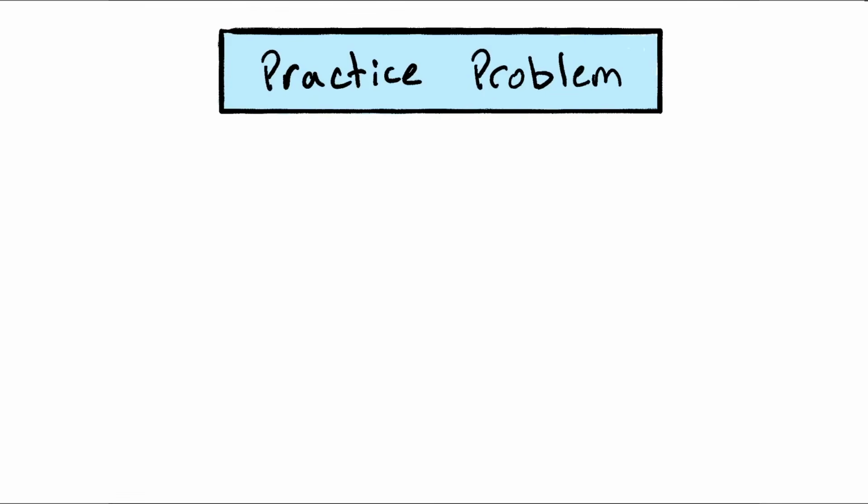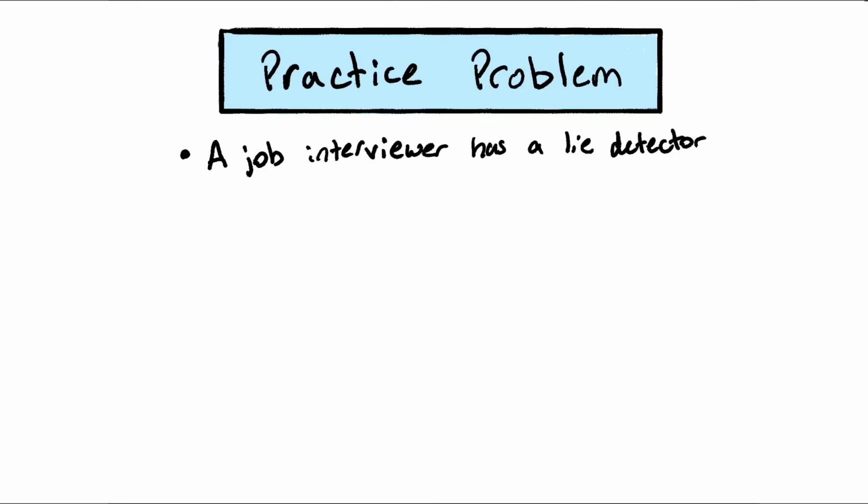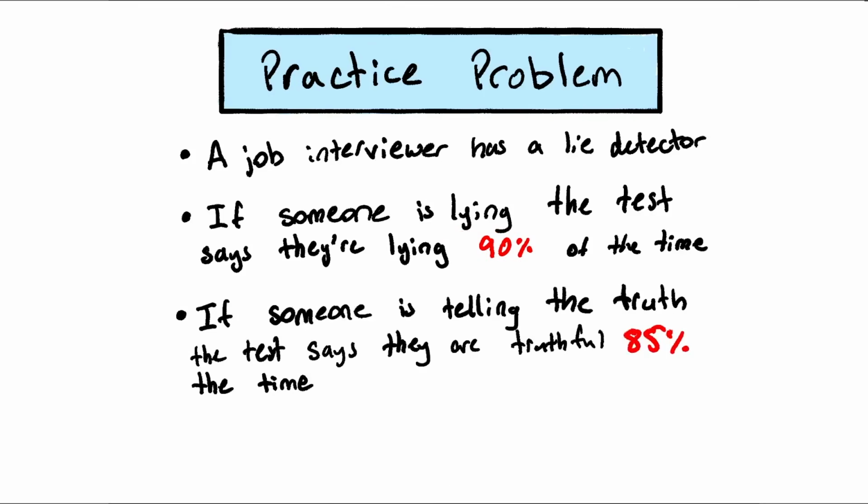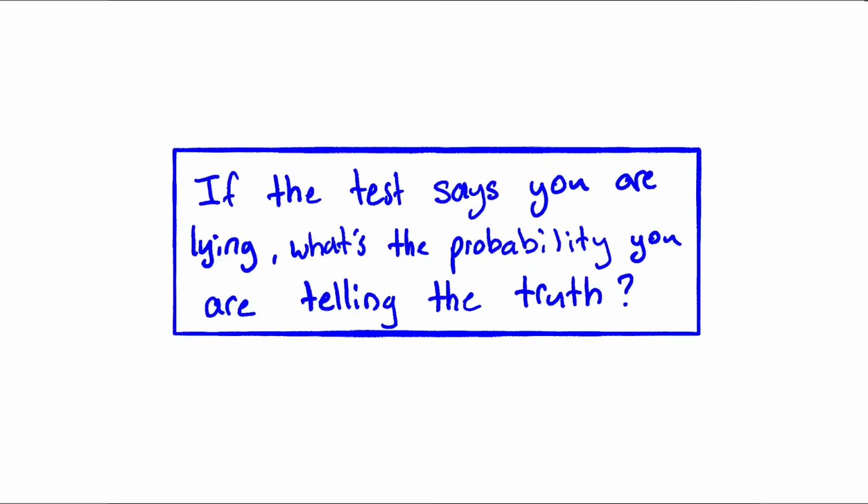This is a pretty challenging topic, so let's try a practice problem. Let's say you're in a job interview and your job interviewer has a lie detector. The lie detector will either read true or false. Now let's say if someone is lying, the test says they're lying 90% of the time. If someone is telling the truth, the test says they are truthful 85% of the time. And finally, we know that only 5% of people lie. The question we are being asked is, if the test says you are lying, what's the probability that you are telling the truth?